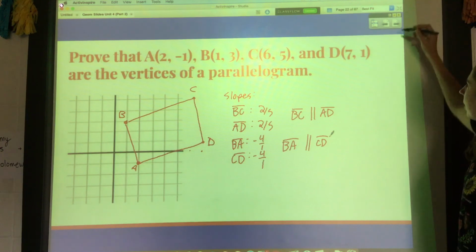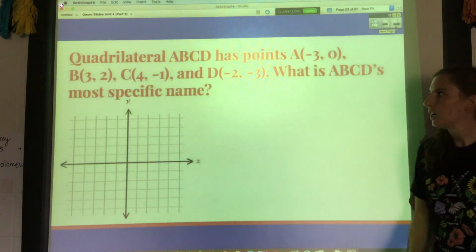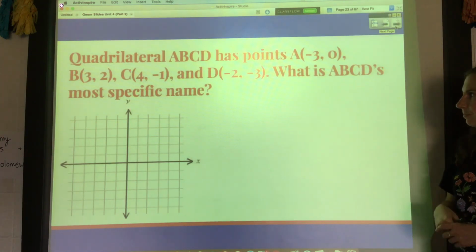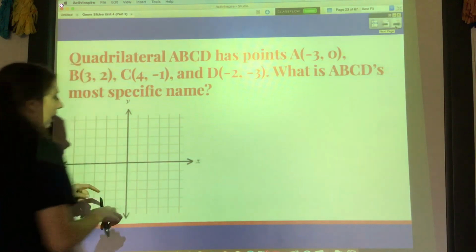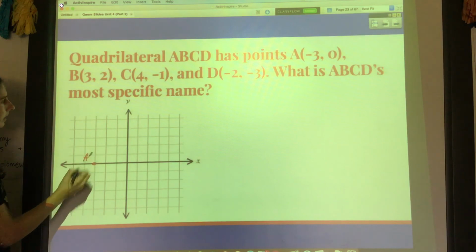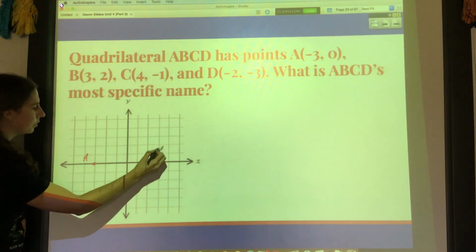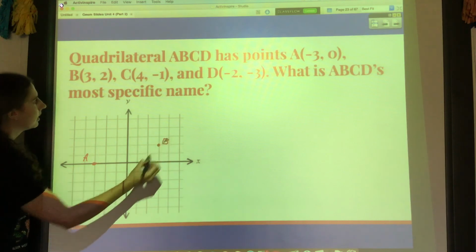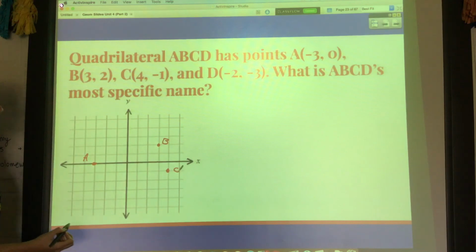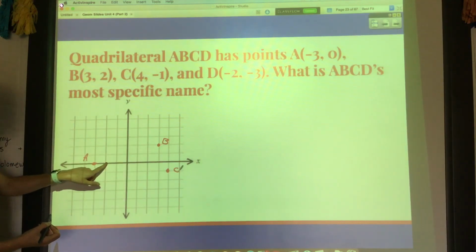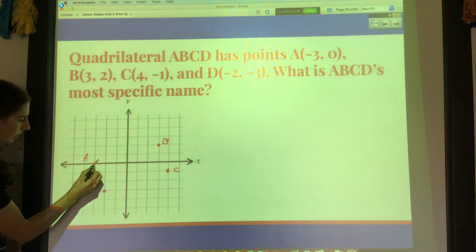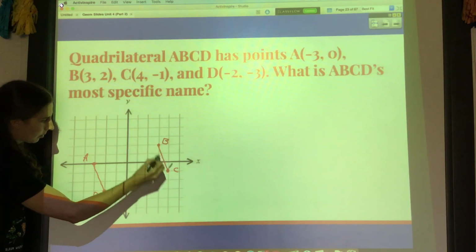All right, one more example here. I want to know what quadrilateral this is. So if I graph it, I've got (-3, 0). That's point A. I've got (3, 2). That's point B. I've got (4, -1). That's point C. And then I've got point D, which is (-2, -3). All right, it's pretty clear this is not a square. I think we can just rule that one out just by our common sense here.